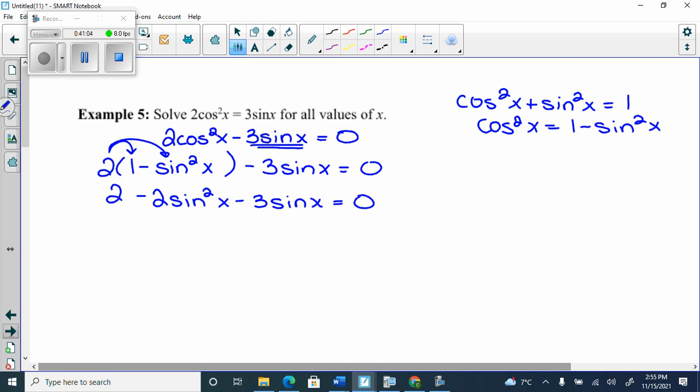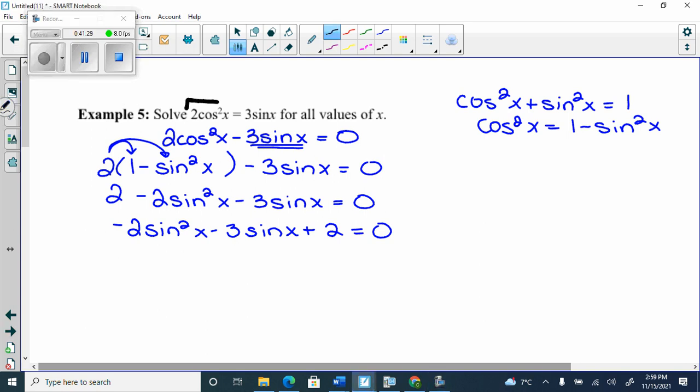Now it's actually a really nice trinomial. It just looks ugly because it's not in order, right? So negative 2 sine squared x minus 3 sine x plus 2 equals 0. It's equal to 0, we're happy. It's all sine squareds and sines. We're happy. We can replace the sines with m's and factor. Go try it out.